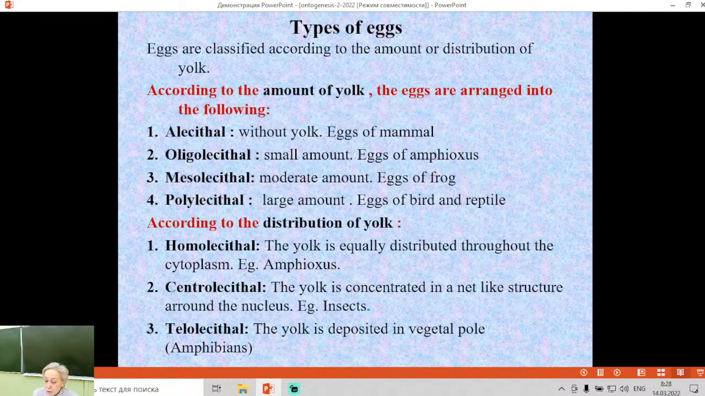According to the distribution of yolk, there are the next types of eggs. Homolecithal egg. The yolk is equally distributed throughout the cytoplasm, for example, Amphioxus. Centrolecithal egg. The yolk is concentrated in a net-like structure around the nucleus, for example, insects. And telolecithal egg. The yolk is deposited in the vegetal pole, for example, amphibians, birds, reptile.